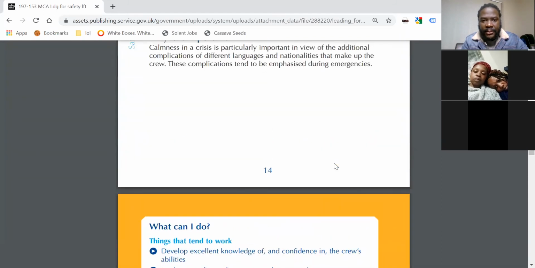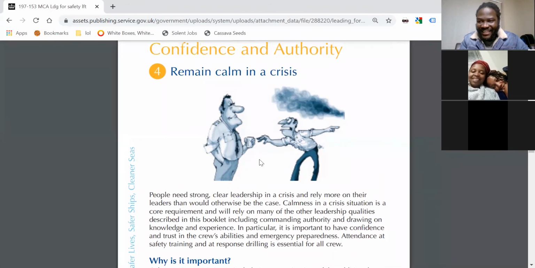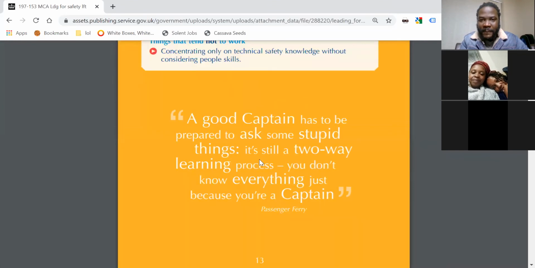All right. The other one again is remain calm in crisis. Very easy to say, harder to do. Your ship is on fire. How can you remain calm? But if you're not calm, you cannot think. You cannot think through it. To be honest, so you have to. This comes with practice. This comes with experience. Okay.